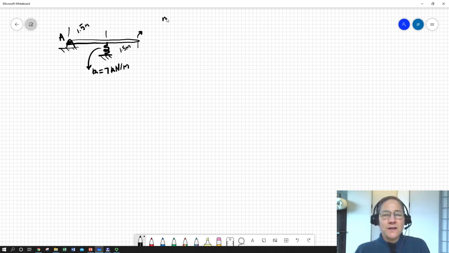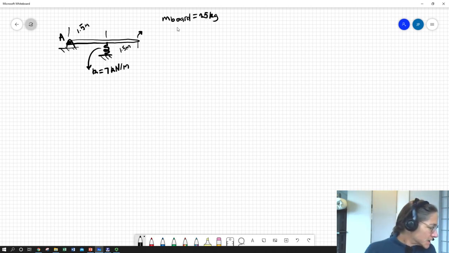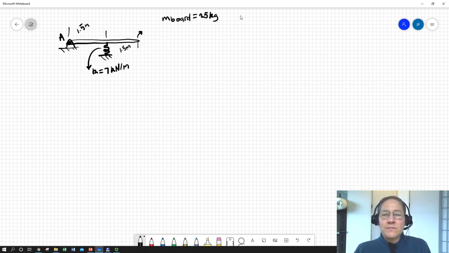So the mass of the diving board, M board, we're told, is 25 kilograms. So we're in metric, we don't have to deal with any slugs. And someone wants to know AX and AY at the moment that somebody just jumped off the end of the board.